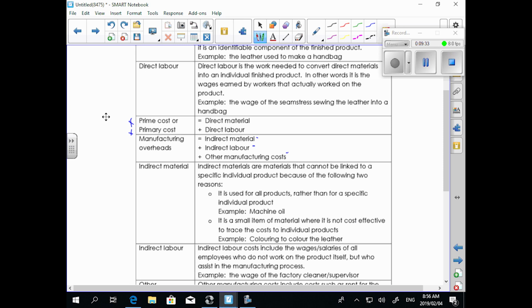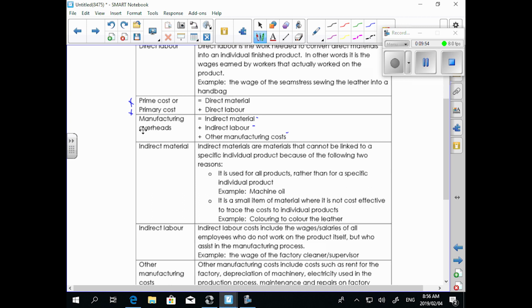So coloring to color the leather. Some people may even say the screws on a chair, for instance, you may not be able to trace because there's so many screws in a chair that you're putting together, or nails, however you put wood together and stuff. So you may not be able to trace how many nails went into each chair. So it may just be easier to take your average amount of nails that you use for 100 chairs and divide it by the number of chairs that you manufactured with it.